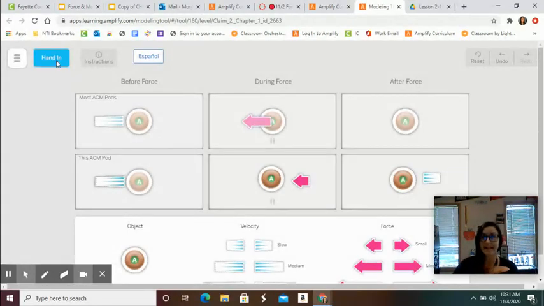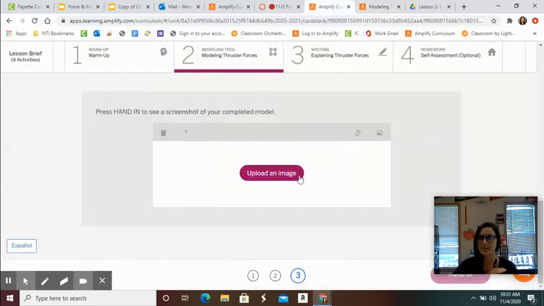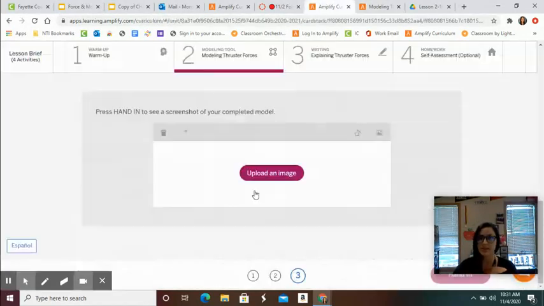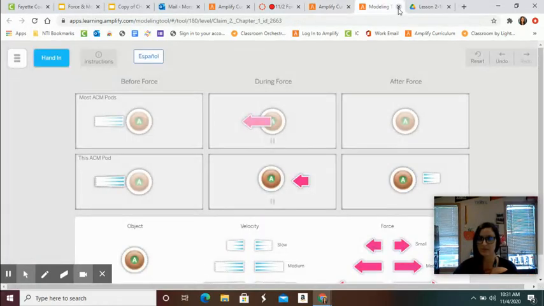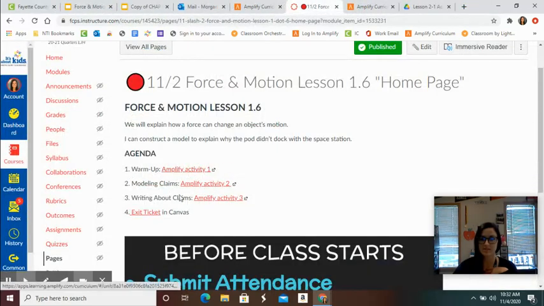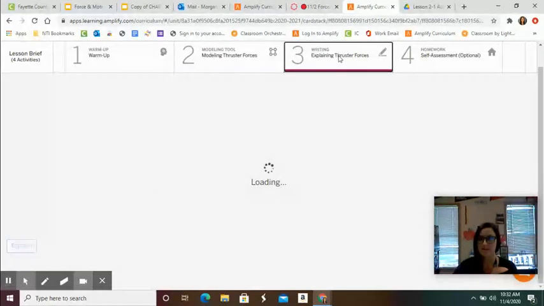Clicking hand in on these will help you plop them. I know last year it would put it in here for you automatically. If it doesn't, then you just need to do a screenshot of each of these models, for claim 1 and claim 2, and then put them in the activity here. Going back to our home page, we just completed activity 2. The last activity is activity 3, where we're writing about those claims that you did.